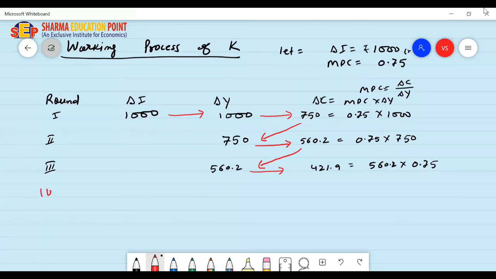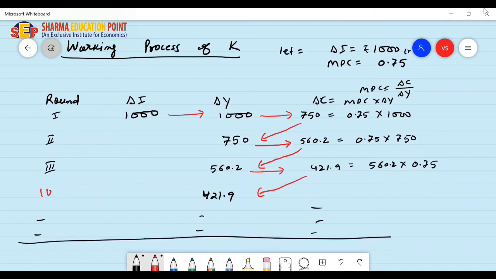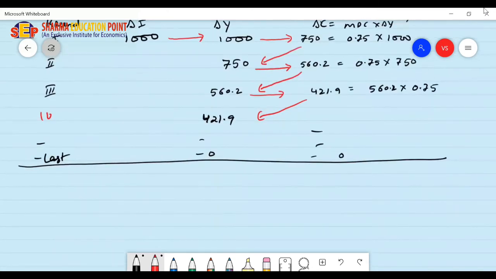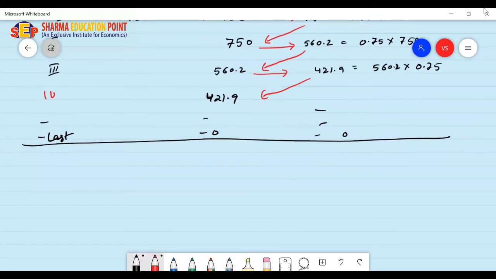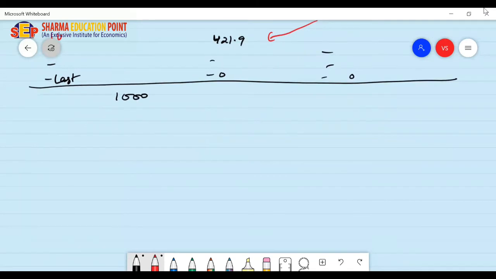If you go now, this is the income of another person, 421.9, and this process will continue till you will reach at the end of your last round. So suppose you have reached in last and this is now 0. So what will be the outcome now? Initially you invested just rupees 1000. So how much income you changed? So look how this can be solved.